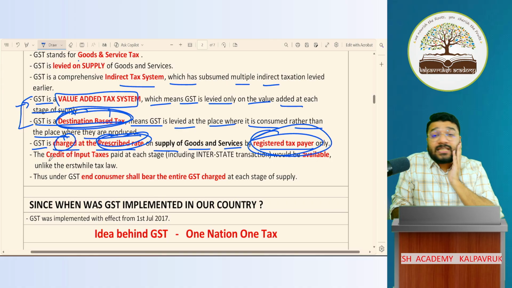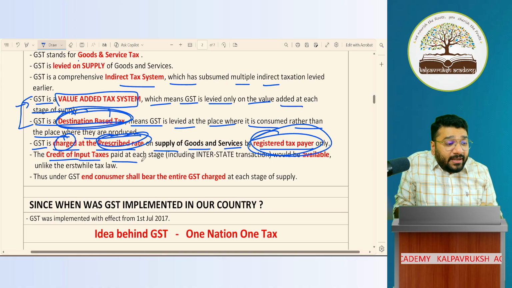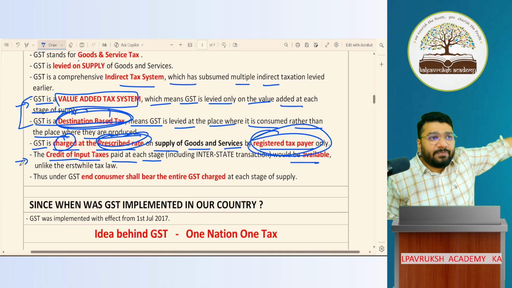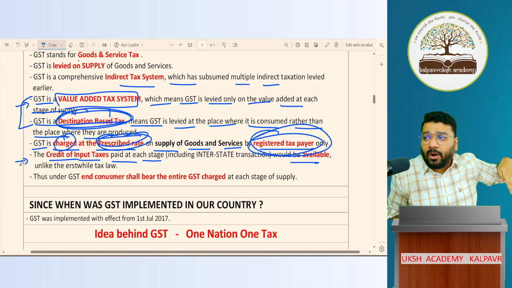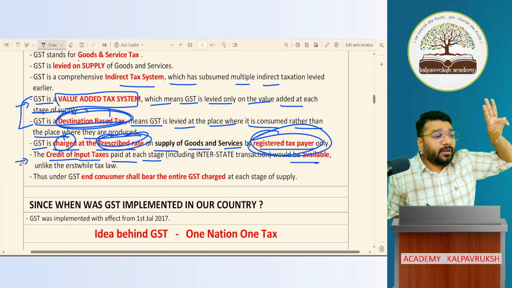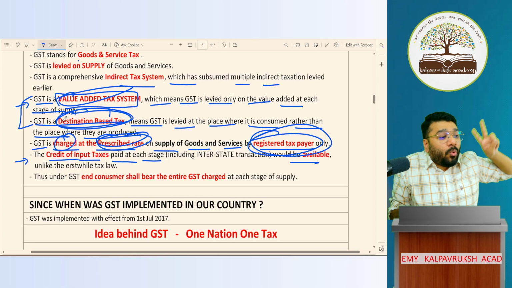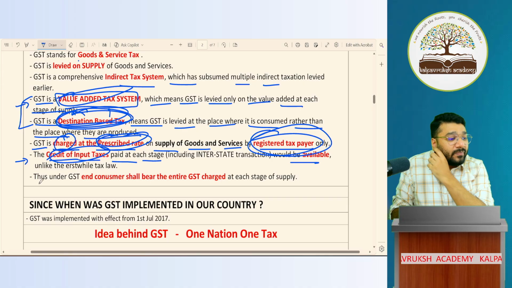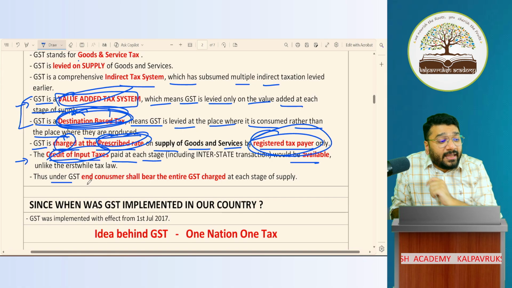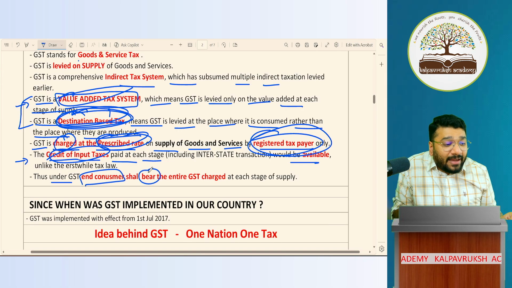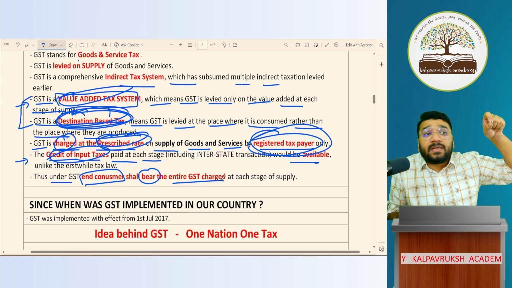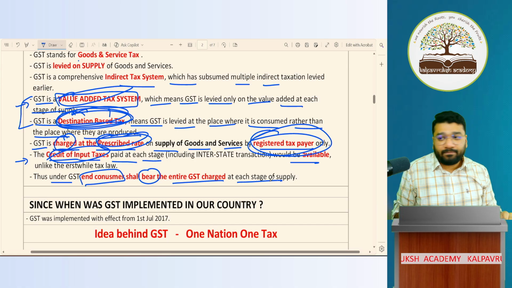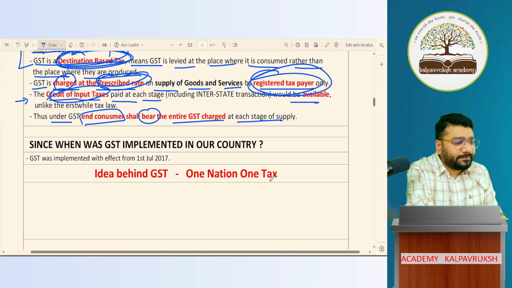Now, next point. The credit of input tax paid at each stage is available. This point also you have to give me some time to understand. I cannot explain this here. I'll explain this point also. So in these points, how many points have I not explained? 3 points. What is value added tax? I have not told you. What is destination based tax? I have not told you. What is input tax credit? I have not told you. Last point. Under GST, the end consumer, the ultimate consumer, shall bear the entire GST. He is the ultimate person who will pay the GST from his pocket after each stage of supply. Okay? Can I proceed forward?